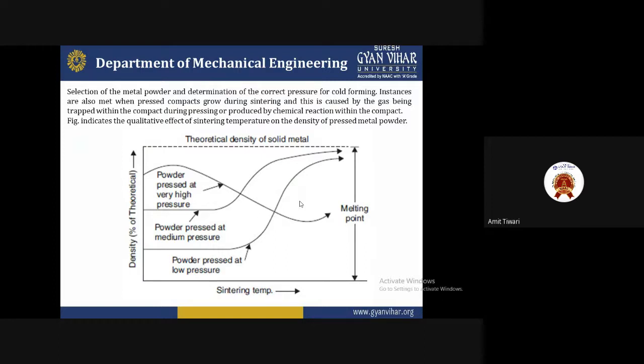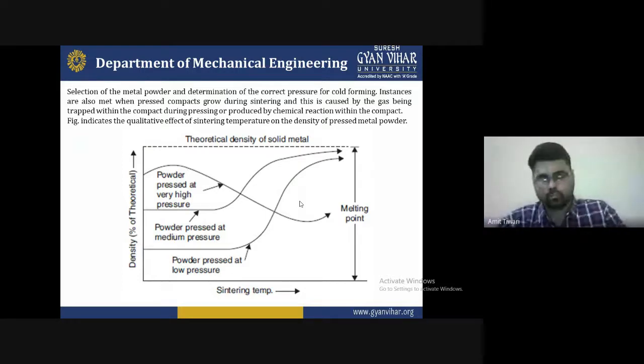So what we learn from this diagram is that when you increase the pressure on the solid material, the melting point will increase, and there is a chance that it will melt before the sintering. So at that time we have to know how to determine the correct pressure for cold forming.